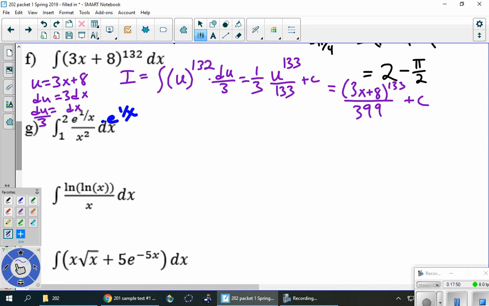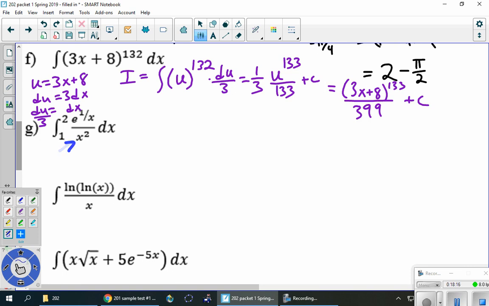So the only other thing I can think to do, because I have e to some stuff, is maybe just let u equal the stuff. So what is the derivative of 1 over x? Well, this is one of our little shortcut things. A constant over x becomes negative the constant over x squared. So the derivative of 1 over x is negative 1 over x squared. Hey, that's promising because negative 1 over x squared is basically what we have. That x squared on the bottom is really like a 1 over x squared. So I think we're good.